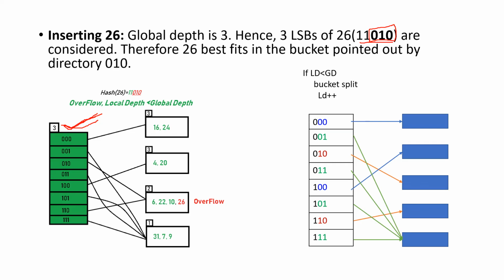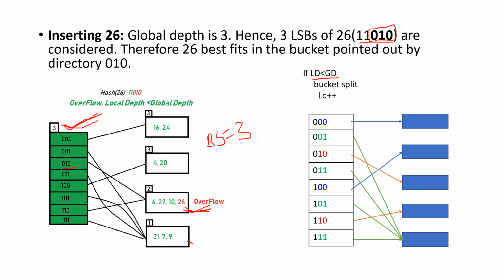So go and check 0, 1, 0. Where is that? 0, 1, 0 is pointing to this bucket. So 26 is going to be stored here, but the problem is that our bucket size is only 3. My bucket size is only 3, but here the 4th element has come, and the 4th element is 26. So this situation is an overflow.